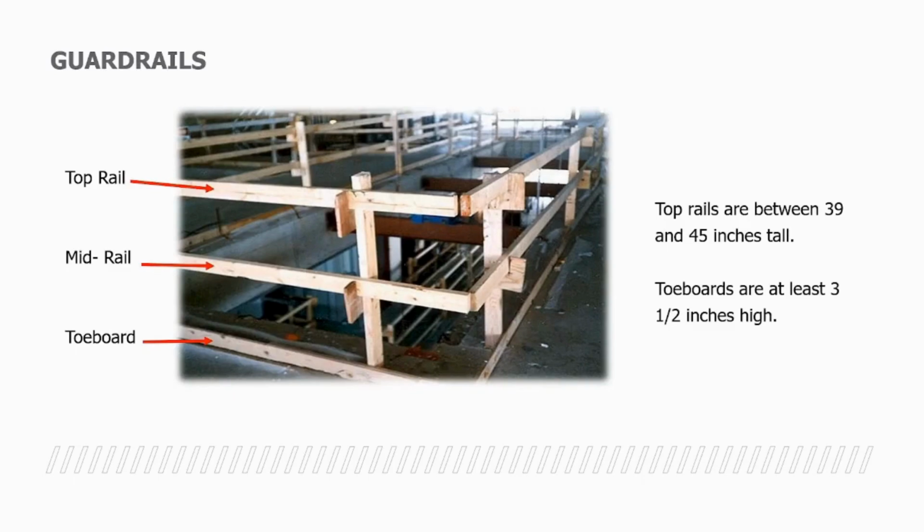Guardrails. A guardrail system shall consist of what is referred to as a top rail, which must be between 39 and 45 inches tall, and that's figured from the ground to the top rail itself. They give you a distance right there. The mid rail, once again, is going to be your halfway point, between the toe board and the top rail. The toe board shall be at least 3.5 inches high. So remember, on guardrails, you're going to have a top rail, a mid rail, and a toe board.